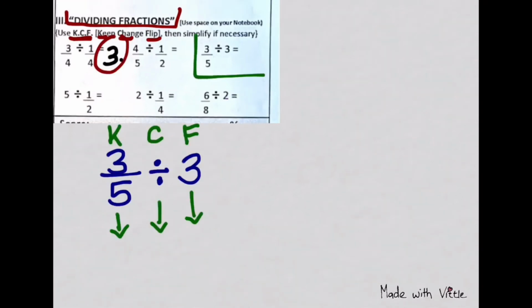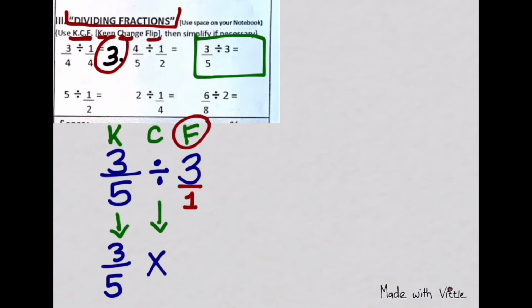Now let's try this problem here, which is 3/5 divided by 3 wholes. So what are we going to do? Keep the first fraction. Keep it the way it is. Change the division sign to a multiplication sign. And you know the second number is a whole number, which is 3 wholes, so you write it as a fraction with the 1 at the bottom. Now what are we going to do with that second number? We're going to flip it around or get its reciprocal. So 3 over 1 will become 1 over 3.